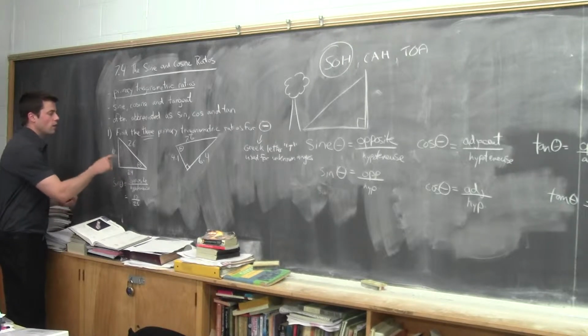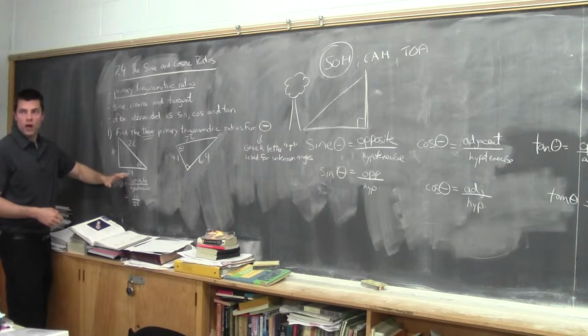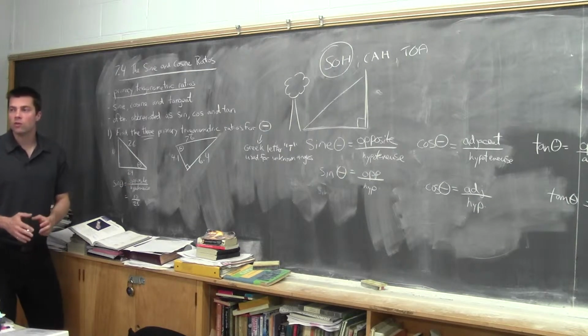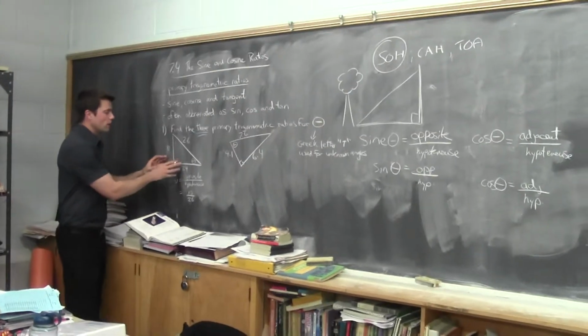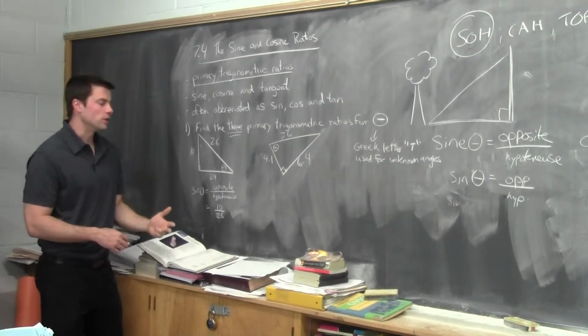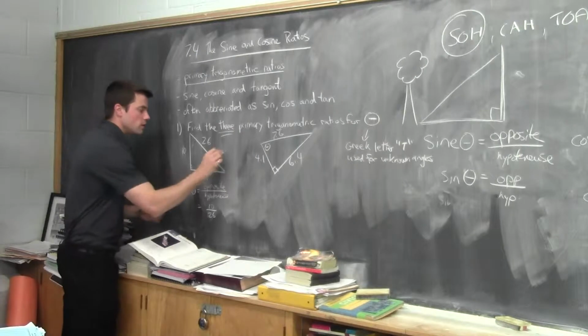The trick now becomes not so much the math of what to do once you have the ratio, but which ratio am I going to use? This is what you've got to decide. This is the hard part. It's deciding, am I going to use sine, cosine, or tan? You've got three choices.